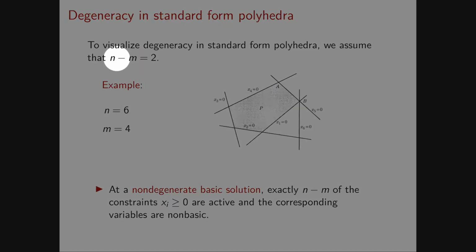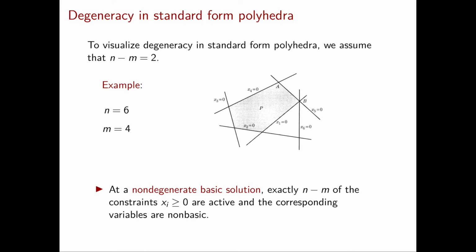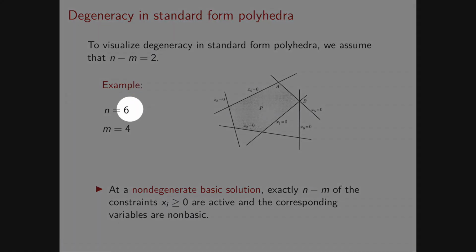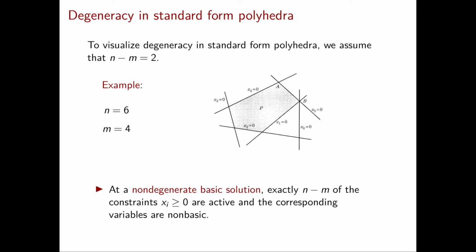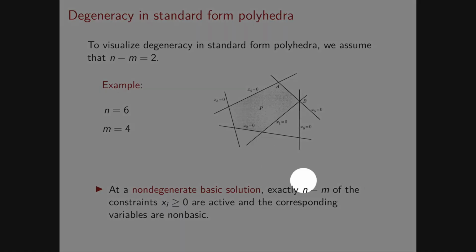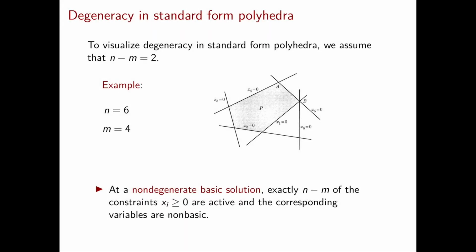Again, we must have n minus m equal to 2 so that we can visualize it in the plane, but now let's make the feasible region a bit more complicated by increasing n and m accordingly. So now we have 6 variables and 4 equality constraints. This means that in our picture we're going to have 6 lines representing the 6 linear inequality constraints xi greater than or equal to 0 for i that goes from 1 to 6. Again, in a non-degenerate basic solution, we have exactly n minus m, therefore 2, of the constraints xi greater than or equal to 0 that are active.